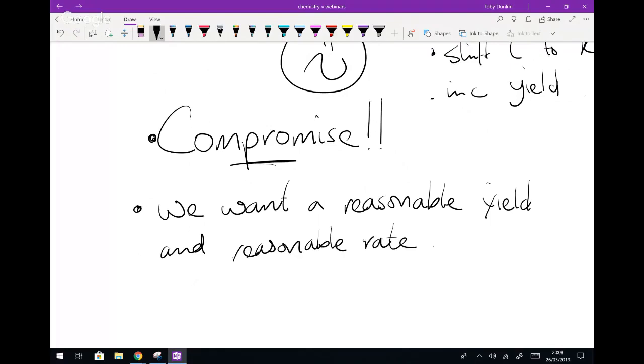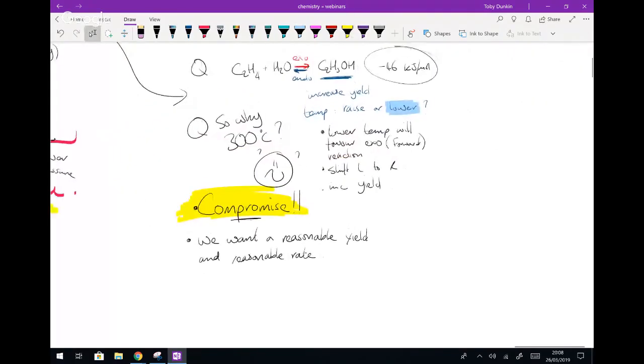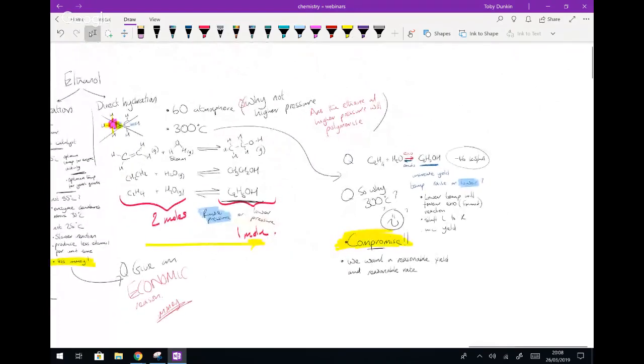It's the medium, the one in the middle. But don't forget, that's a mark. You've got to use that word. Have to. Reasonable yield, reasonable rate. And they're going to do that to you.